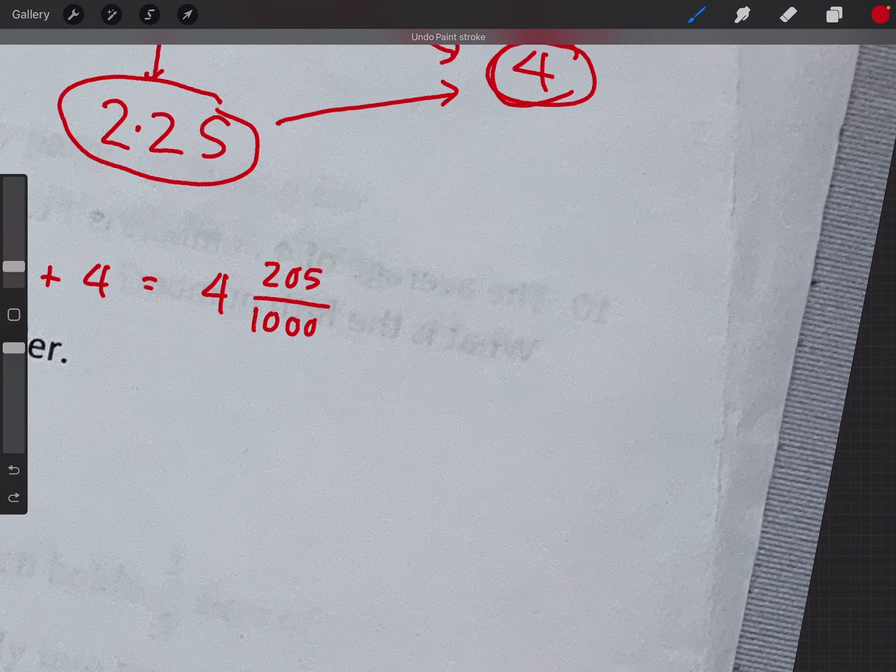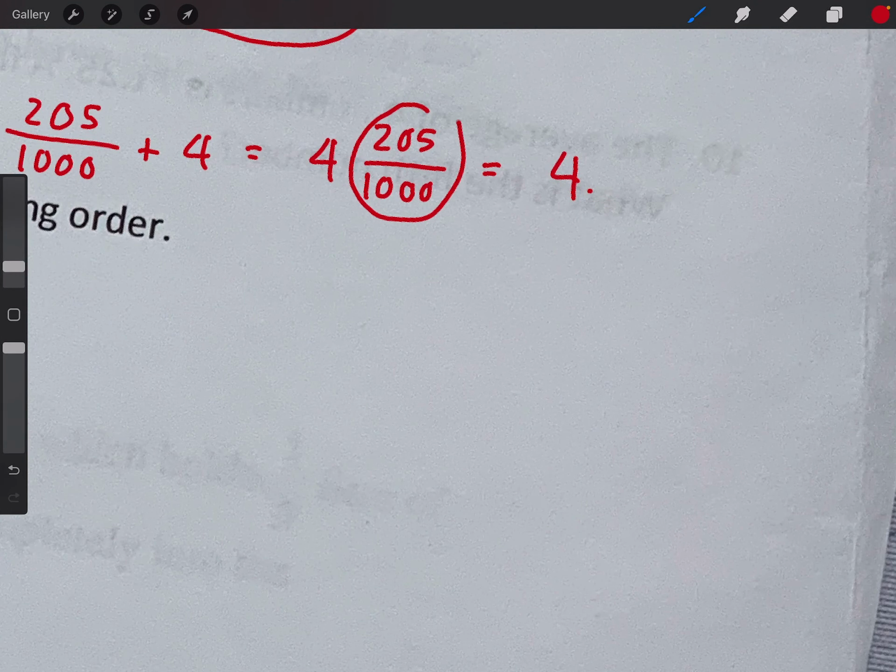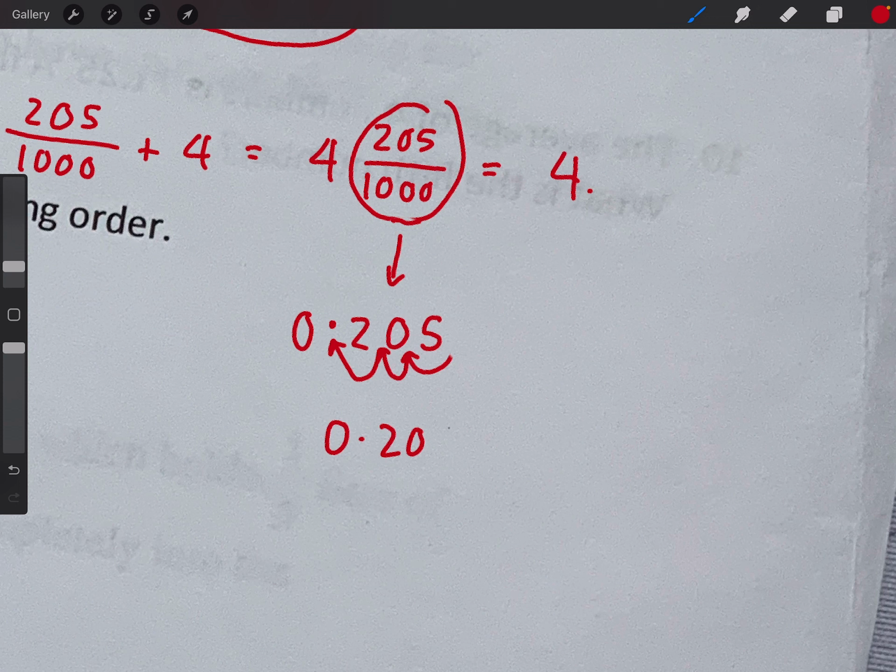So we have to figure out what this is as a decimal. So you've got 205. Where's the decimal place? The decimal place is right here. When you divide it by 1,000, you move the decimal place back 3 spaces to the left. So it's 1, 2, 3. Here's another 0 there. So now the decimal place is moved there, and this turns into 0.205. So now it's 4.205, and there's your answer.